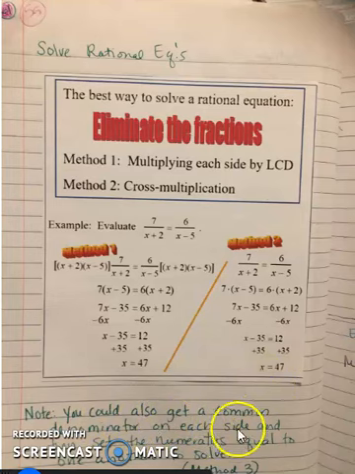It says you could also get a common denominator on each side and then set the numerators equal to one another and solve. This is like a method 3. So we could come over here on the left and get a common denominator with a fraction over here on the right as if we were going to add or subtract it. And then because the denominators will be equal, you can just simply set the numerators equal and then solve from there. And you would end up with the same answer. And that's it for this page.